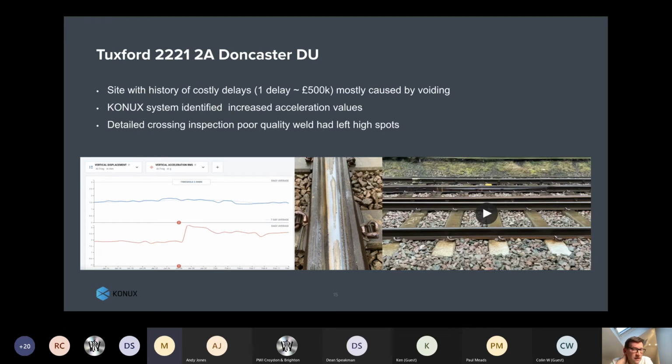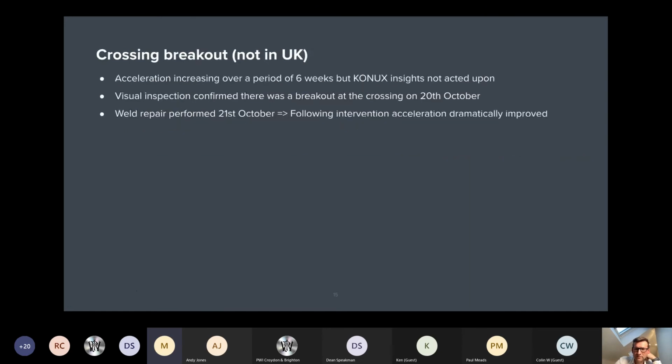They've been out again last night to try and grind it, using a 2-meter straight edge. But actually, what they've found is there's a 21 millimeter squat in there, so they're going to have to replace the crossing. But without our system, it probably would have been found much later. So really encouraging result there, and it comes from working hand in hand with the ATME up at Doncaster, who's been brilliant.